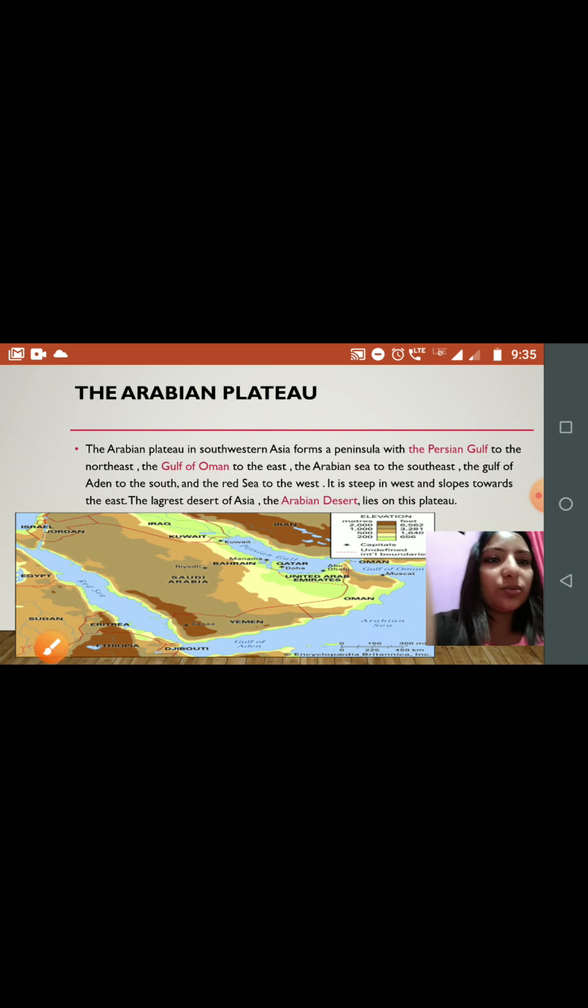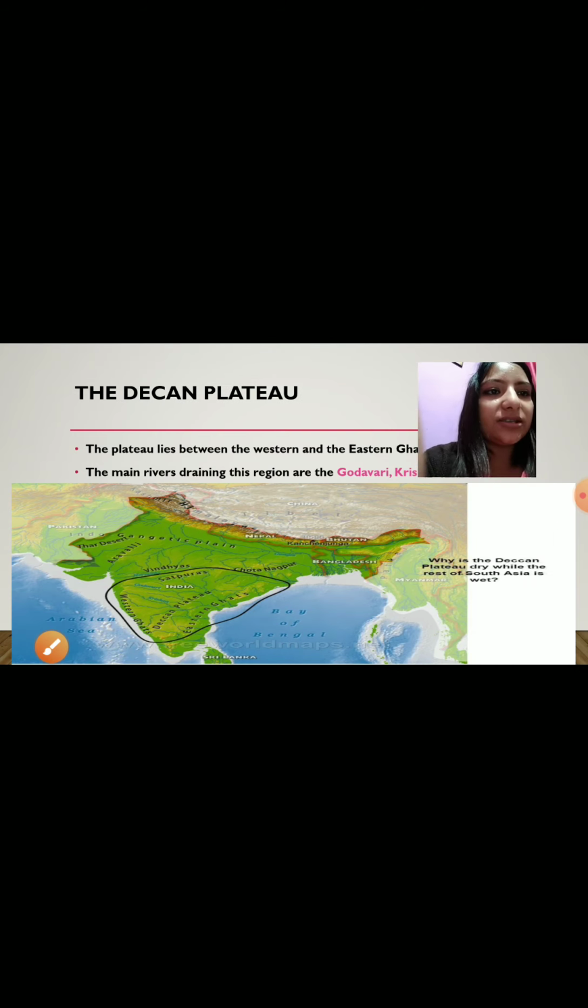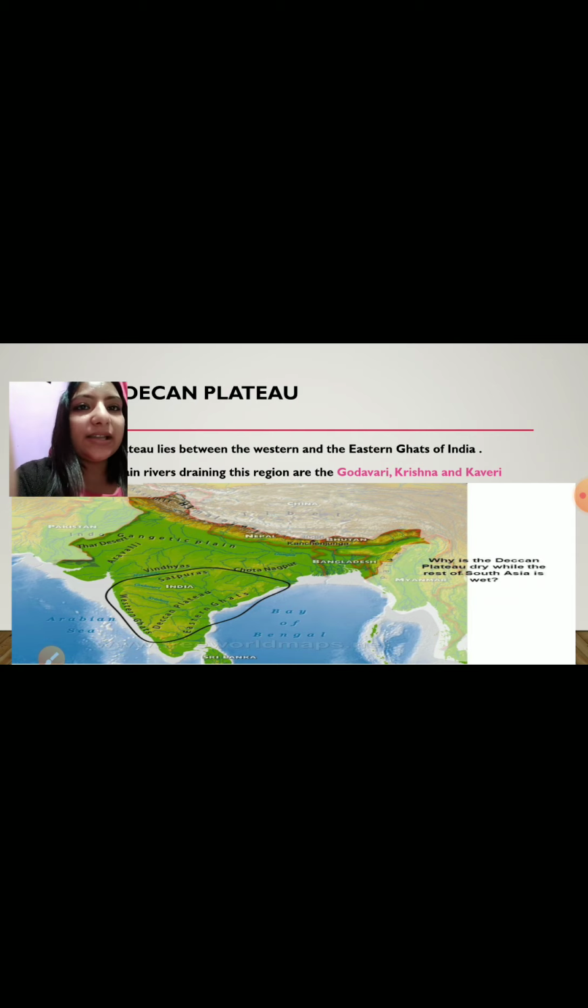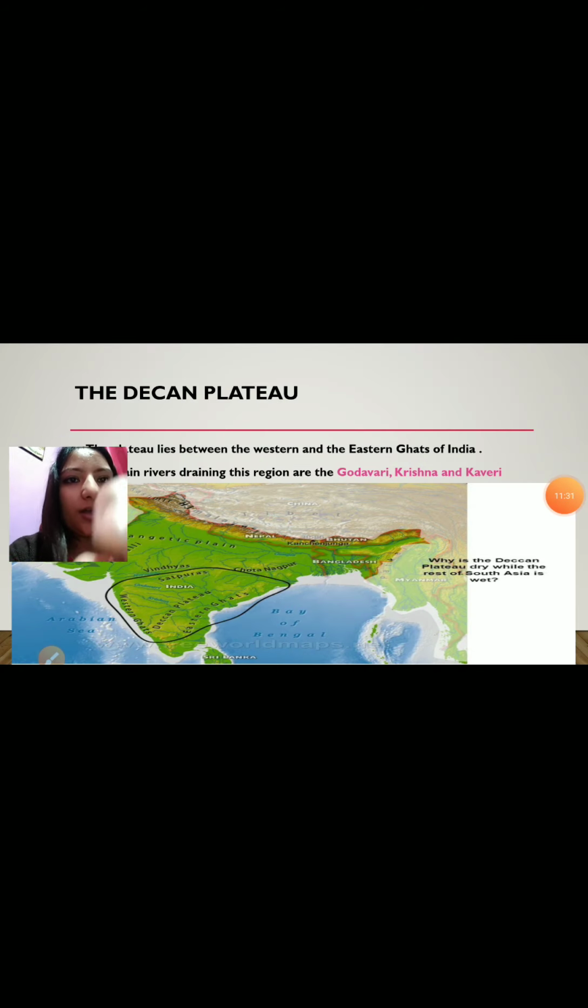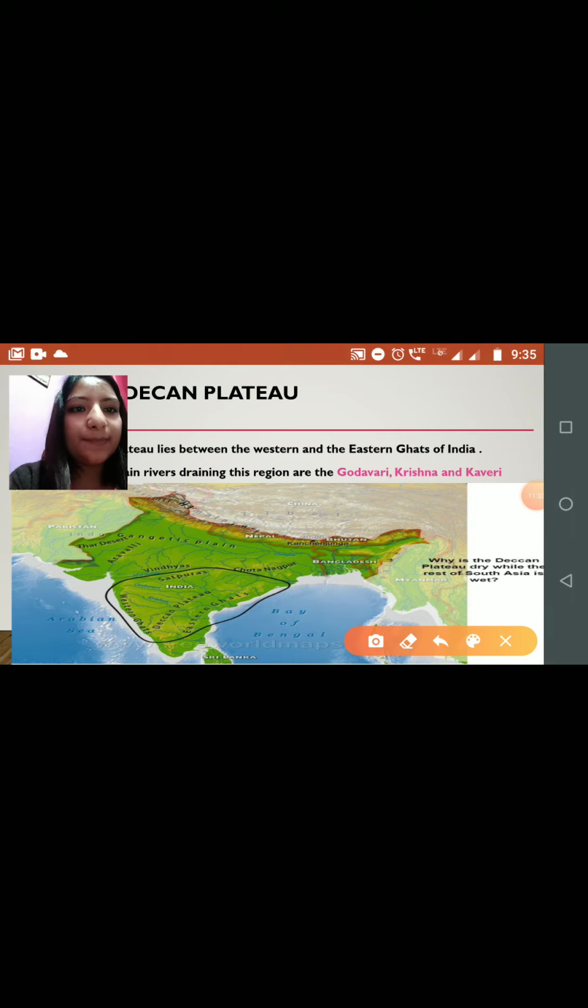Okay, now next we have the Deccan Plateau. This is of India. You can all easily understand this. You can see in the map, this plateau lies between the Western Ghats and the Eastern Ghats. The important rivers draining this plateau include the Kaveri. In the picture you can also see the Kaveri, Godavari and Krishna. So these are all the important rivers that drain through this plateau. This is the Deccan Plateau, which is also one of the important southern plateaus of Asia.